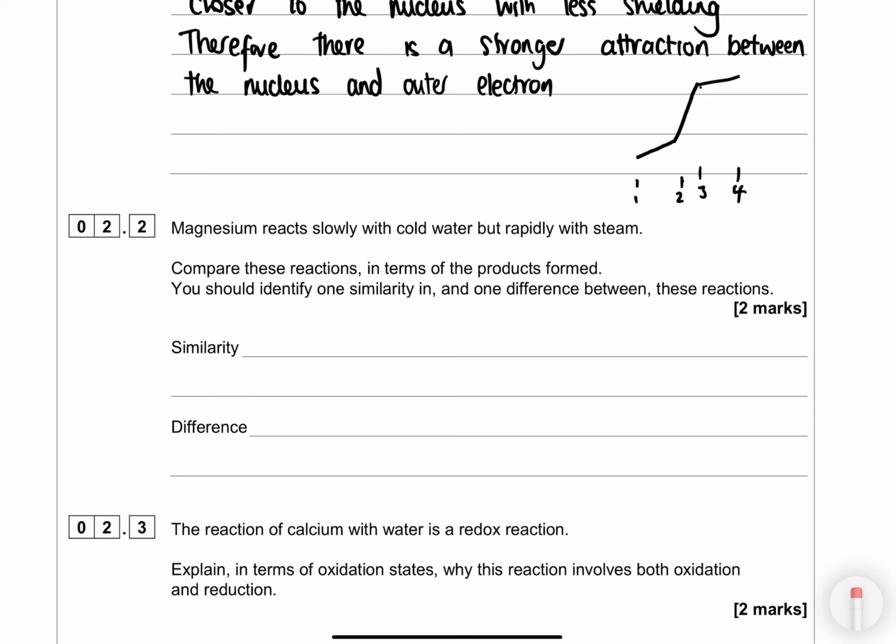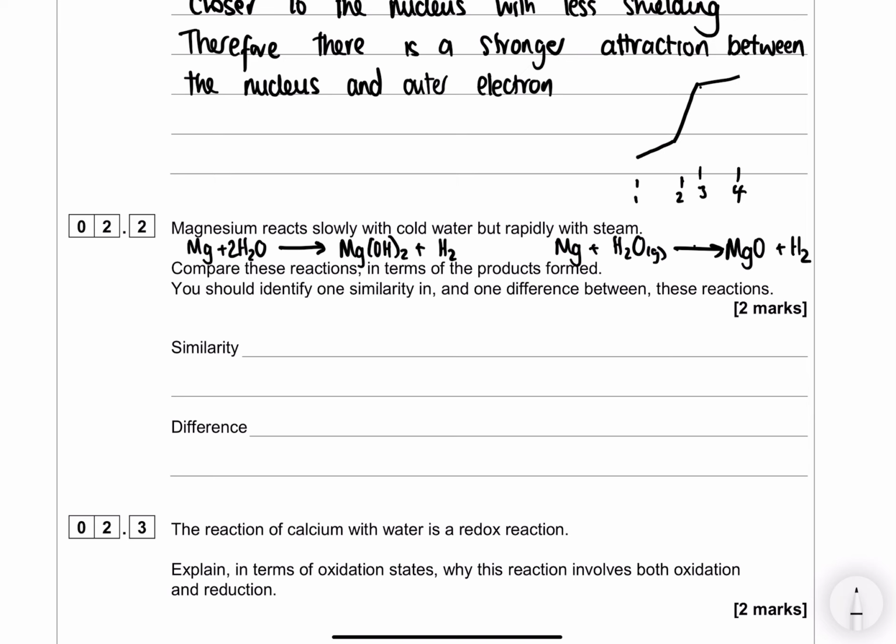Magnesium reacts slowly with cold water. So when it reacts with cold water, like all reactions of group 2 elements with water, we get the hydroxide and hydrogen. But that one is a very slow reaction, whereas when we react it with steam, H2O gas, we get a different reaction where we get the oxide and hydrogen. Compare these reactions in terms of the products formed, one similarity and one difference.